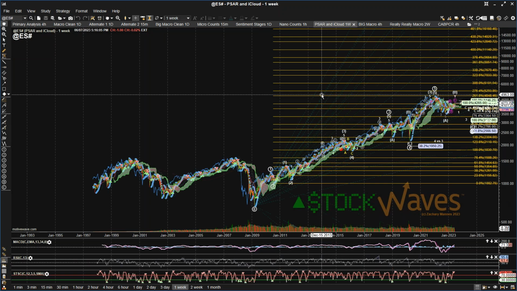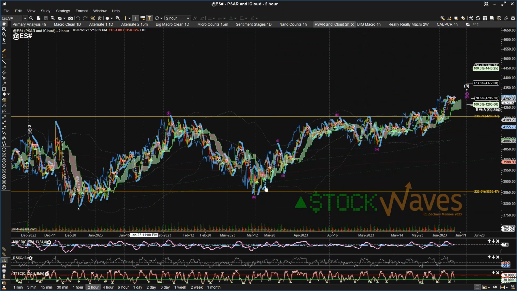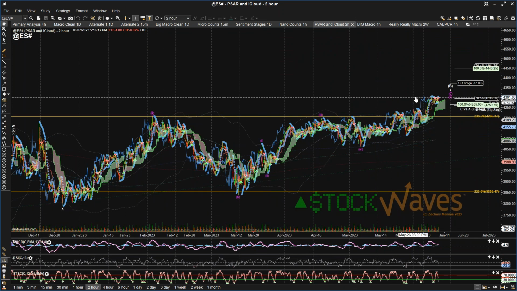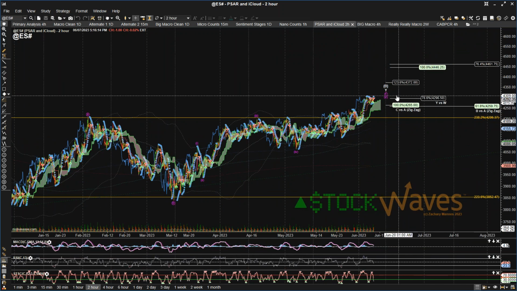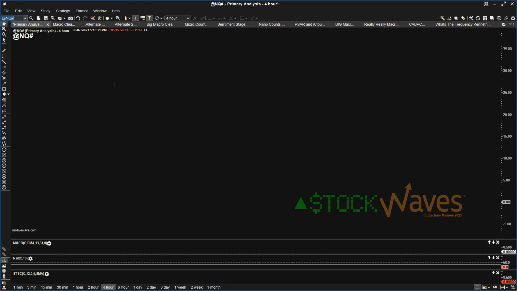And of course, also on some of the other charts, I am counting it as the Y wave, the ABC of Y, and just keeping track of the fibs there. Comparing this to the, let's talk about the Nasdaq first.